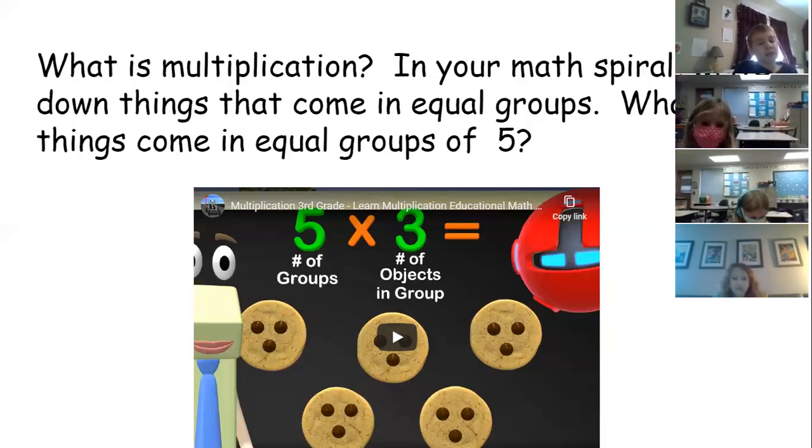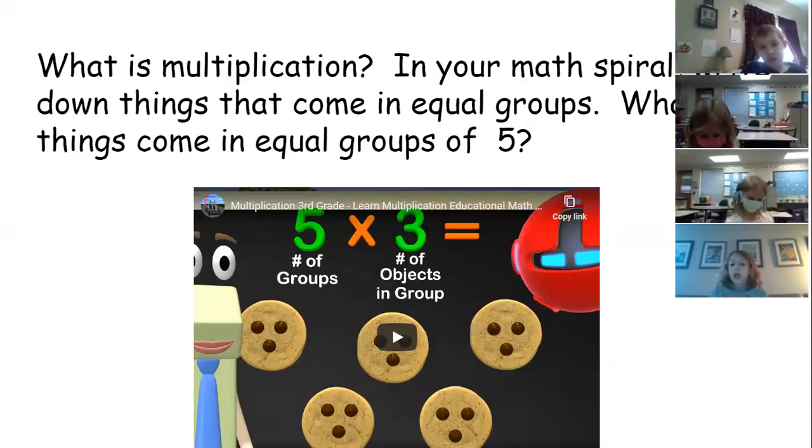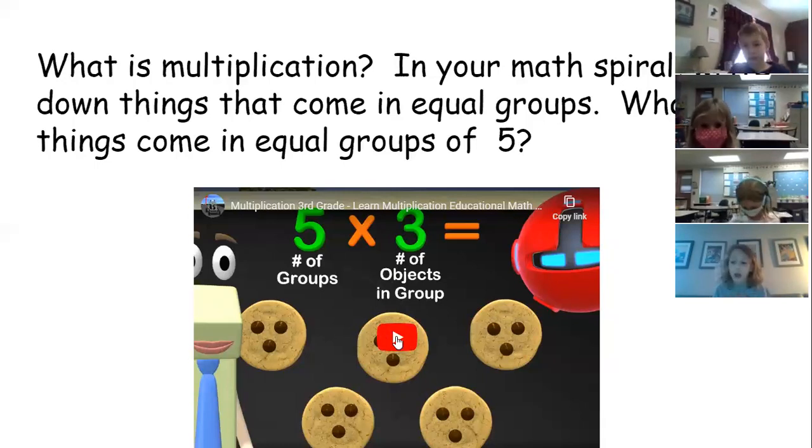Bicycles have 2. What about our fingers? 5 and 5, or equal 10. Yes, Henry. Woo-hoo. Good for you. So a lot of things come in equal groups. Okay, we're going to watch a quick video.